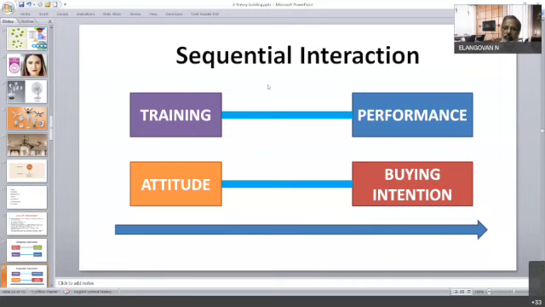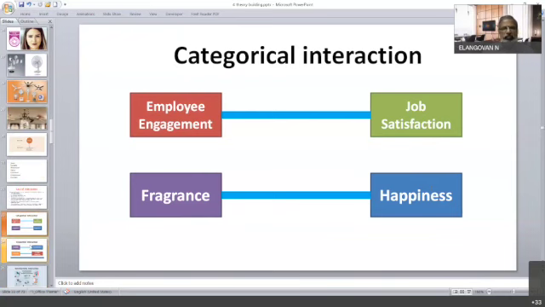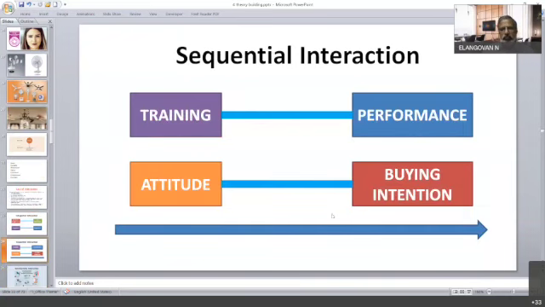So that is a kind of interaction. We call it a sequential interaction. So attitude comes before intention. Performance comes after training. So there is a timeline of interaction. Please understand, this coexists: when this is present, this is also present. But here, there is a timeline. So this is present before this, or this comes after this. This is called a sequential interaction.